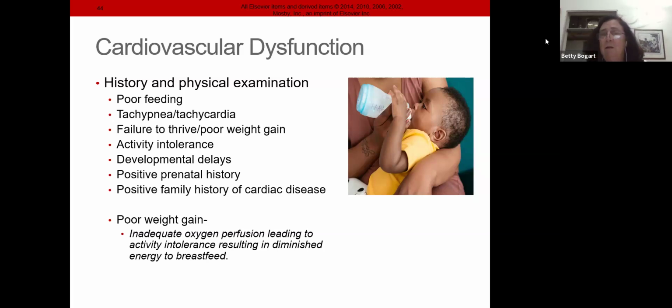Many emergency rooms that little girl went to didn't know cardiac in children. So she went almost 3 months before she came to our cardiac unit and then was found out what she had. So one of the nursing diagnoses for these, especially for a child who's not gaining weight, is inadequate oxygen perfusion leading to activity intolerance, resulting in diminished breastfeeding. So that would be something that you would see.